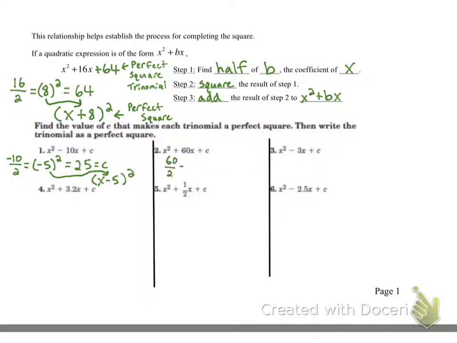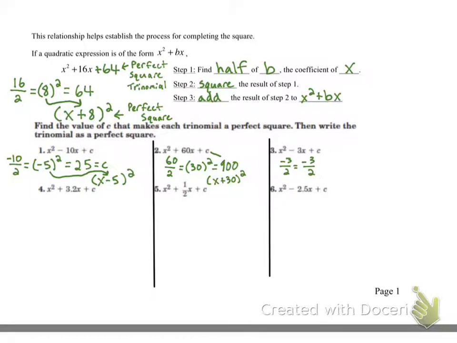Number 2, you're going to take 60 divided by 2. That gives you 30. Well, you square 30. That gives you 900. So c is 900. Well, that perfect square trinomial is equal to a perfect square. When you divided 60 by 2, that gave you 30. So that's what the perfect square is, x plus 30 squared.